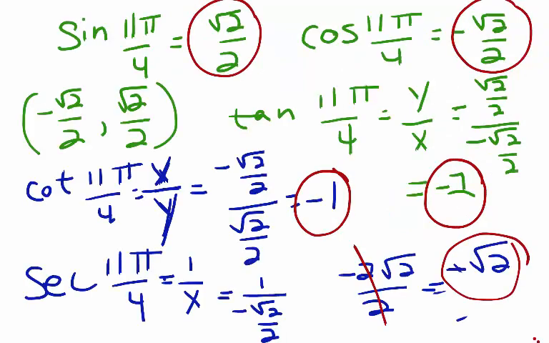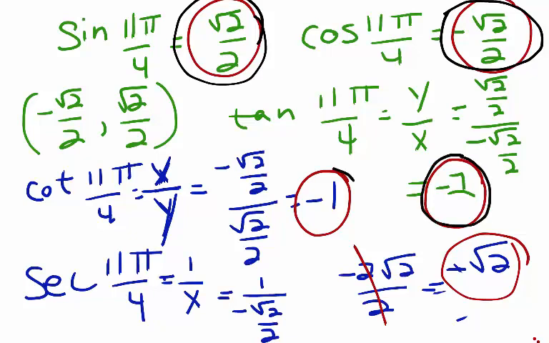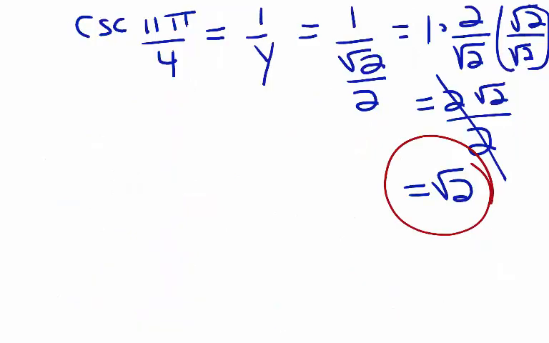So if we backtrack, we see that the value of our 6 trigonometric functions for the angle 11 pi over 4, for sine, we have square root 2 over 2. For cosine, we have negative square root 2 over 2. For tangent, we have negative 1. For cotangent, we also have negative 1. Secant, we have negative square root of 2. And cosecant, positive square root of 2.